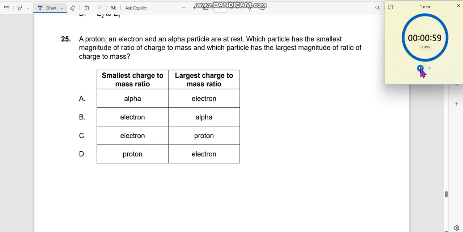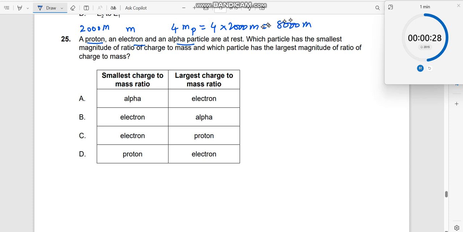Question number 25. A proton, an electron and an alpha particle. Let us first write the mass of an electron to be m. Proton's mass is much higher than the mass of electron, nearly 2000 times the mass of the electron. And alpha particle is nearly 4 times the mass of a proton, which would be 4 multiplied by 2000 m, which is nearly 8000 m.